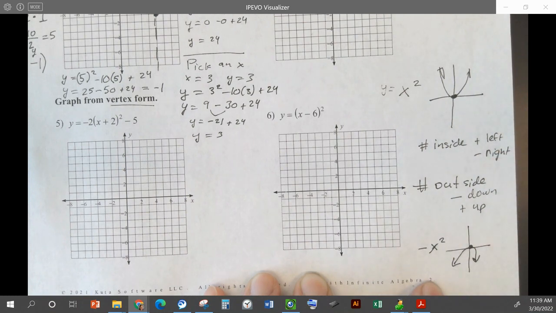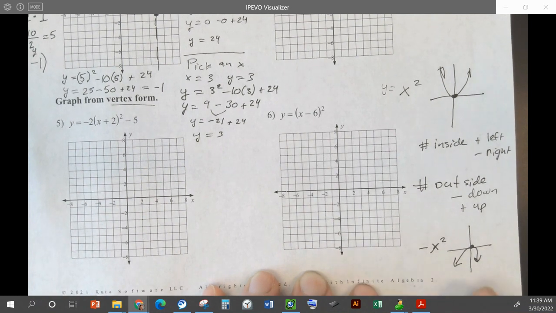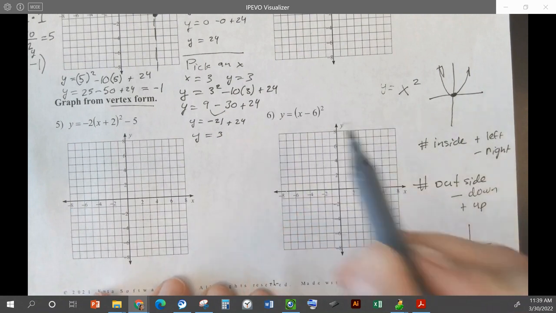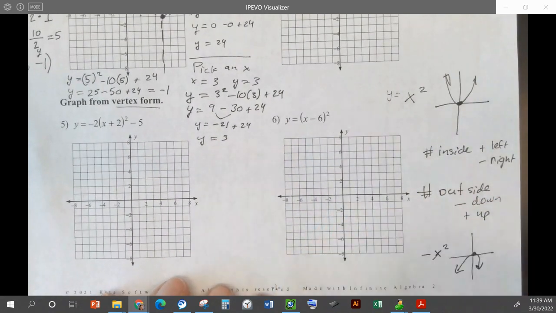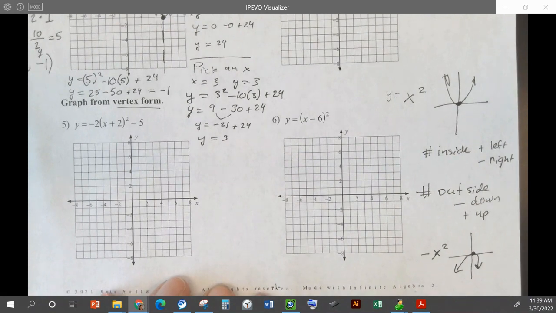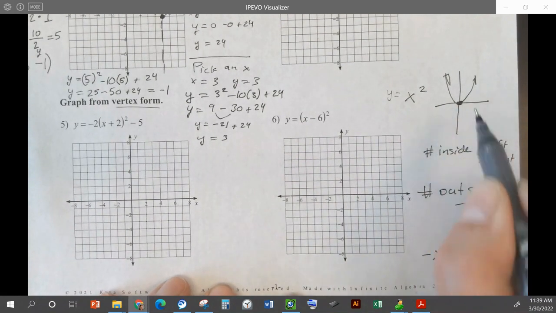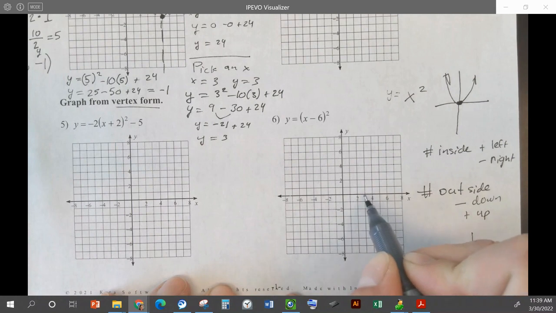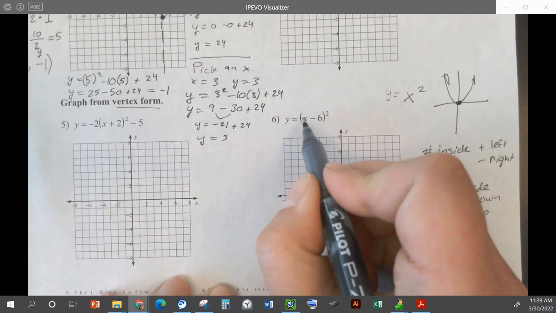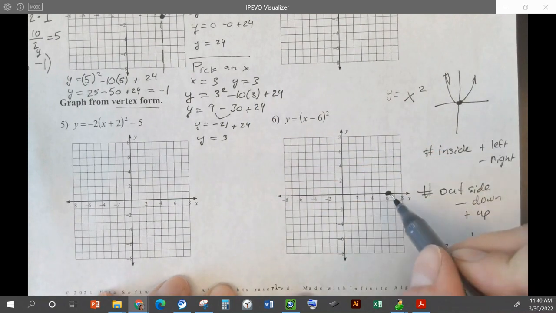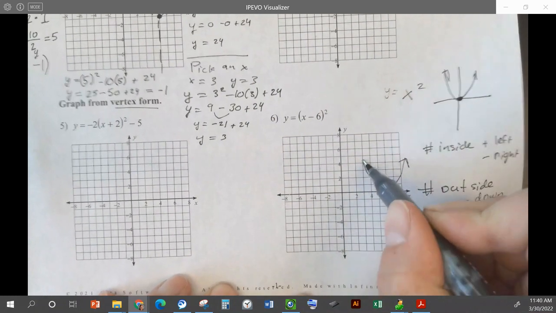Okay, all right, so let's go back to number 6. Okay, so what do we have here? Right 6. Good. So we just take this vertex here and we shift it right 6. 1, 2, 3, 4, 5, 6. 6 is on there. And then I just need to know that this is a positive, this goes up. So I just need the vertex and I need you to show me that you know that it goes up.